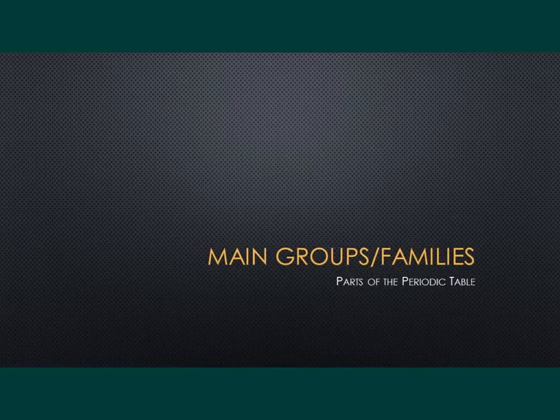Now we're going to look individually at each of the main groups or families on the periodic table. There are 8 of them.